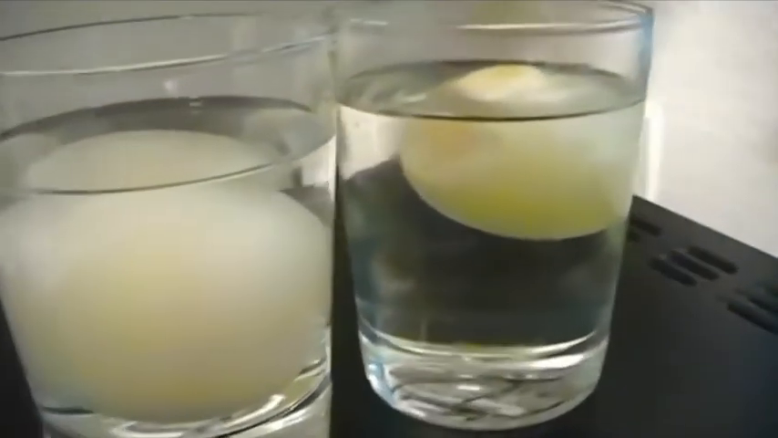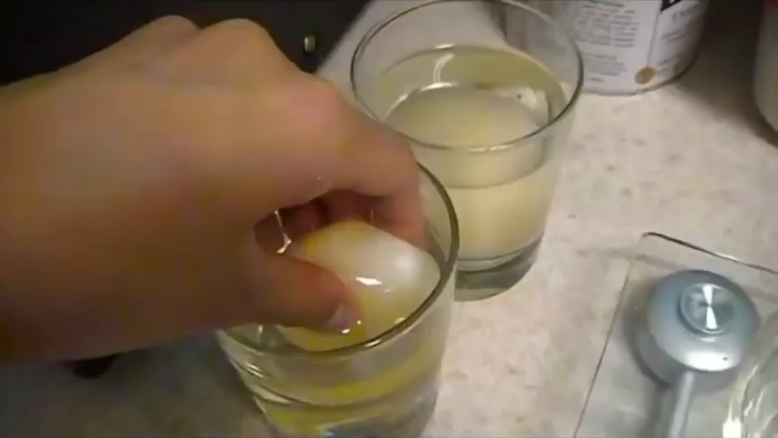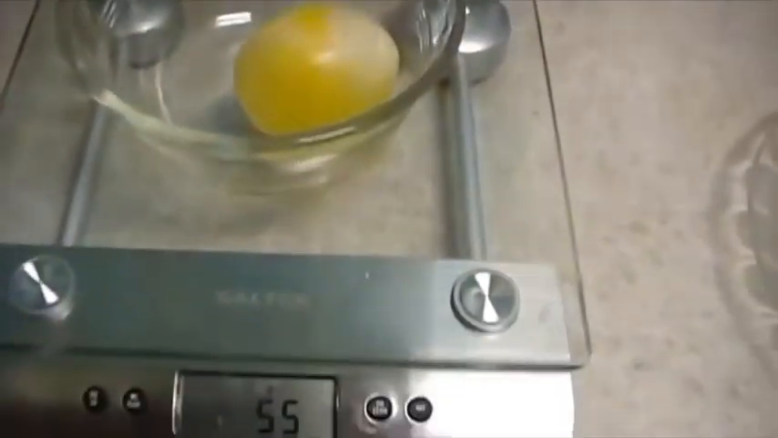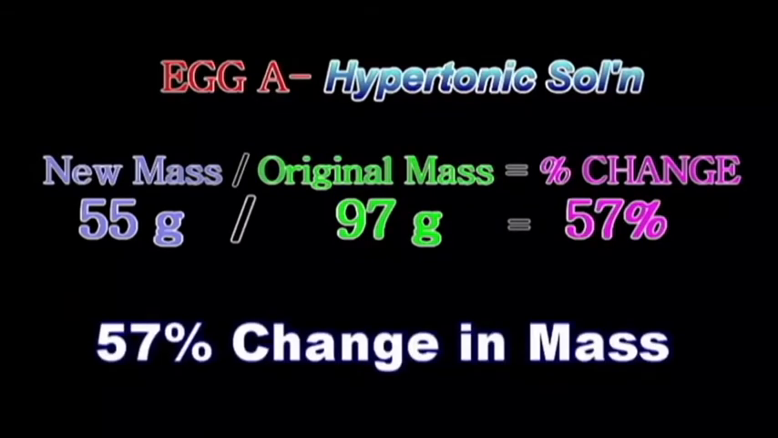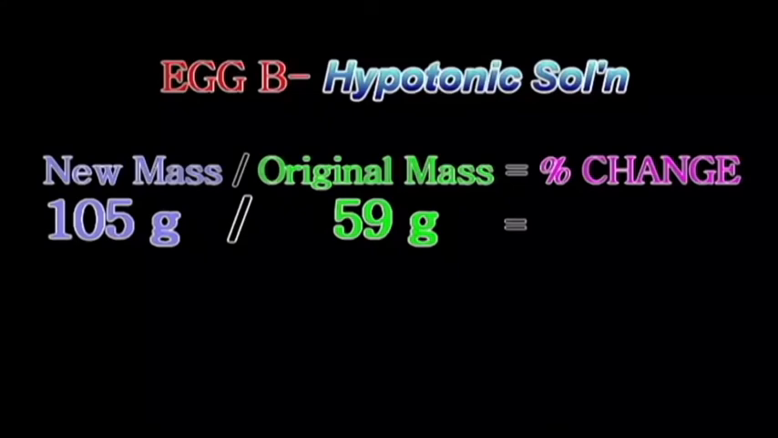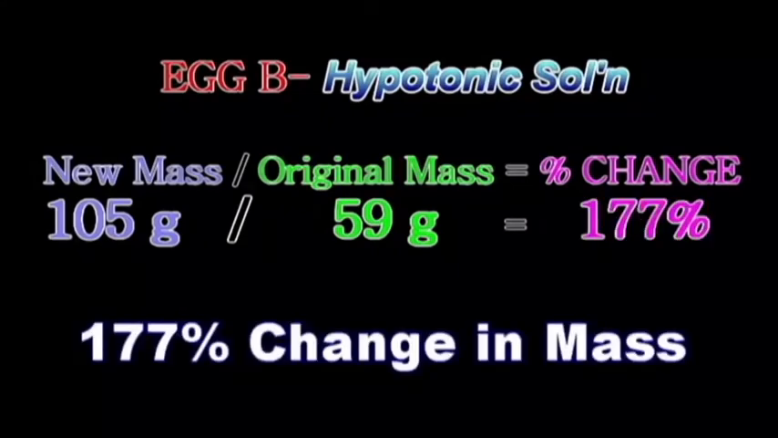After several hours, mass your eggs again. Egg A went from 97 grams to 55 grams. Egg A has decreased to 57% of its original weight. Egg B went from 59 grams to a whopping 105 grams. Egg B has increased in weight to 177%.